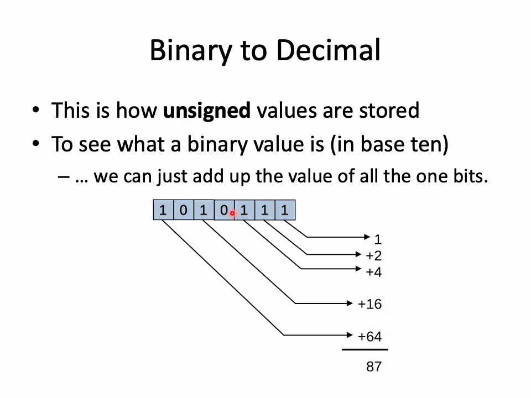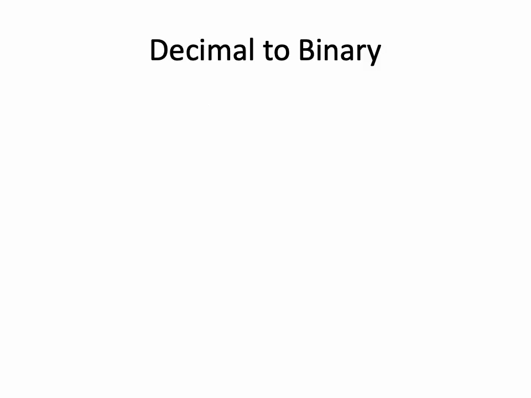And you'll notice here, I skipped the 8s place and the 32 place because they were zeros. Once I add all those up in this particular example, it just ends up being 87. So that is the basic idea of how you convert between binary and decimal, but we just have to know those powers of 2.